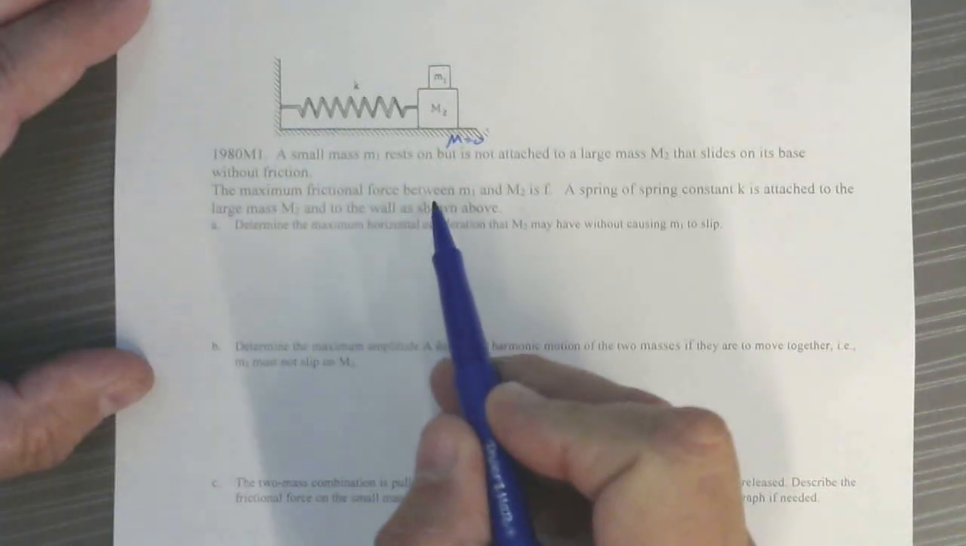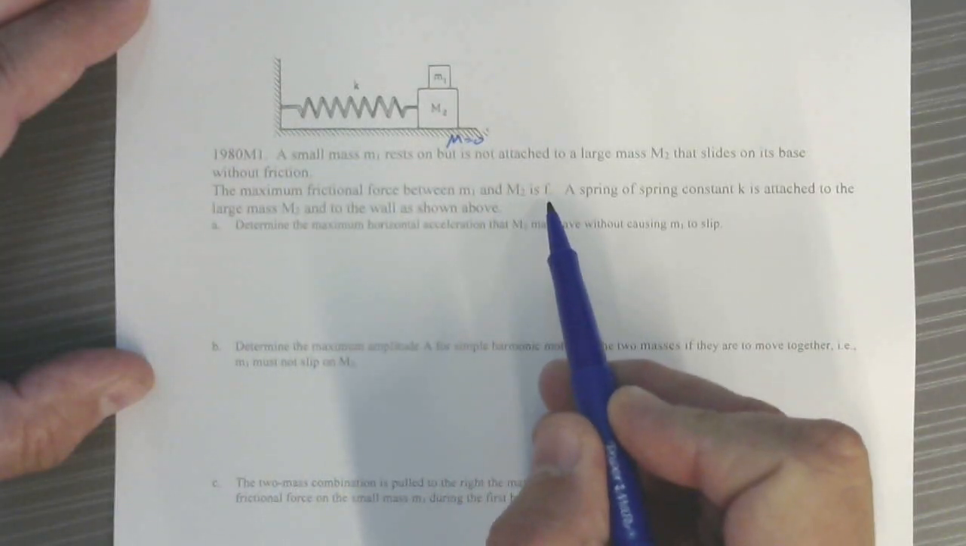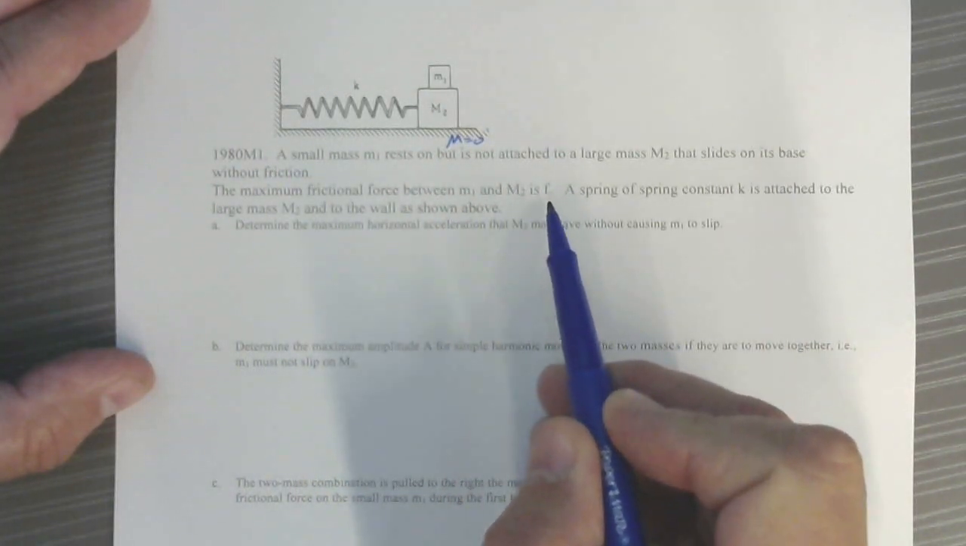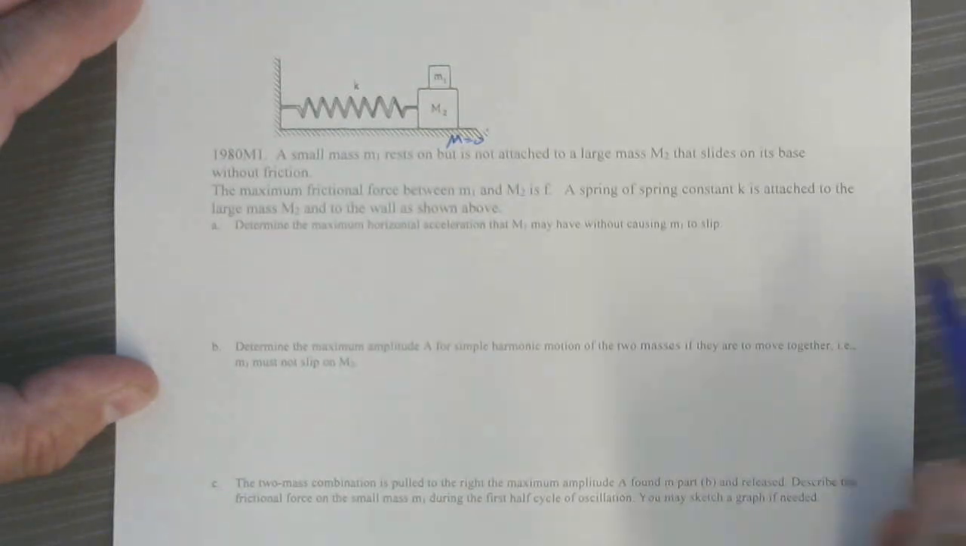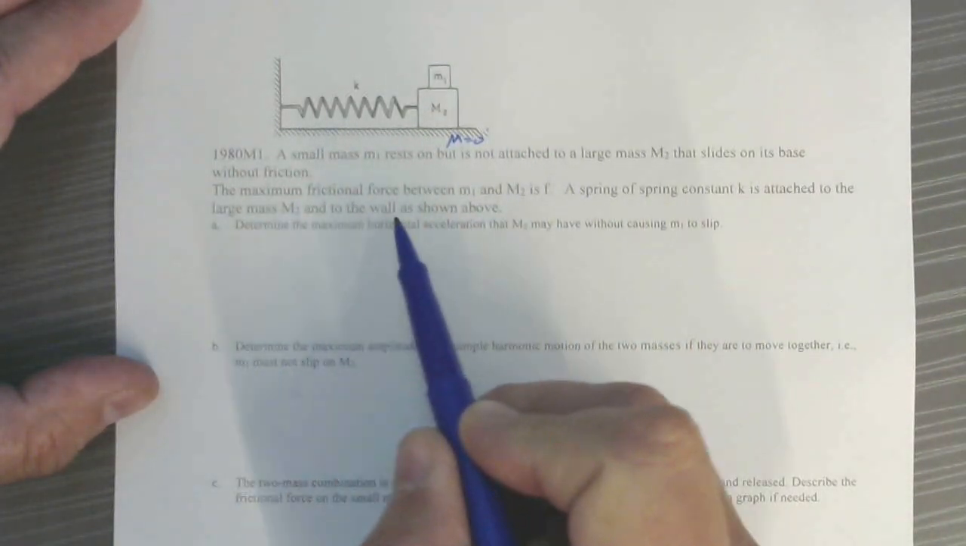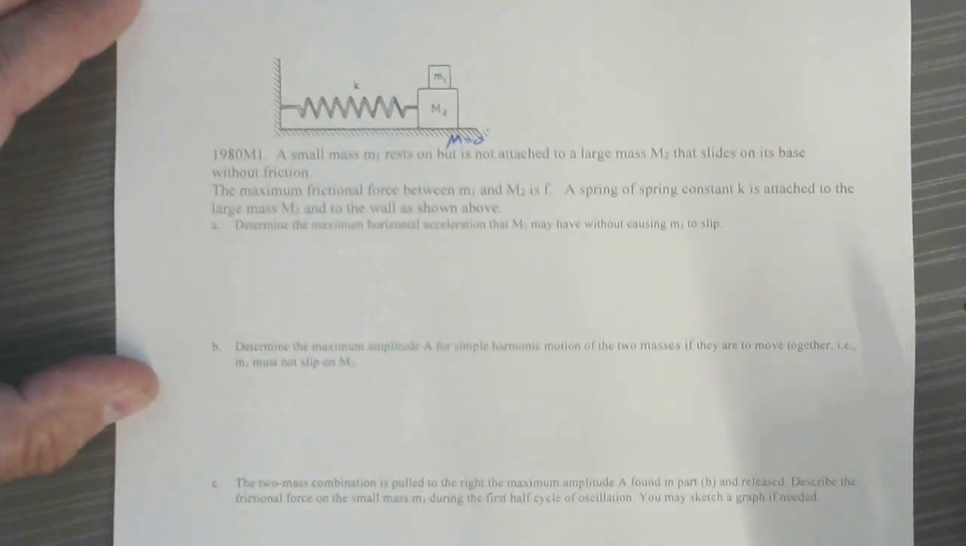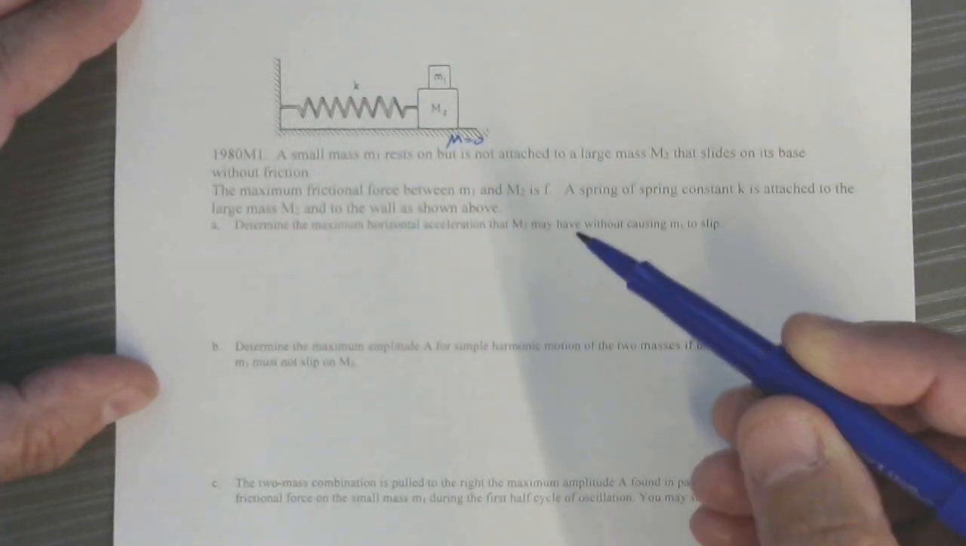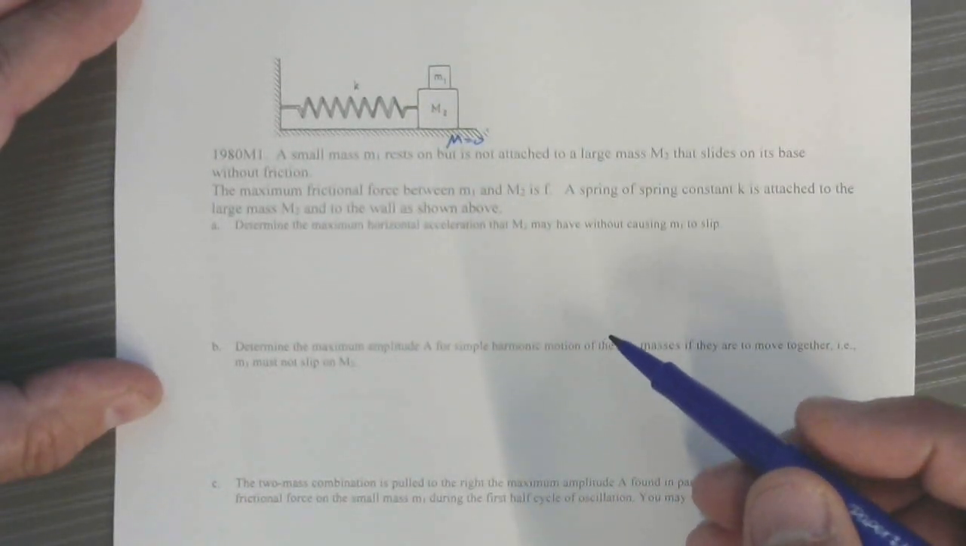The maximum frictional force between M1 and M2 is F. So that's the maximum frictional force. That's going to be a static force, and it's the maximum amount. It could be less than that. A spring of spring constant K is attached to the large mass and to the wall as shown above. What they don't say here, and that they usually say, is you give your answers in terms of this, that, and the other thing. So I want to caution you not to add complexity to this problem.